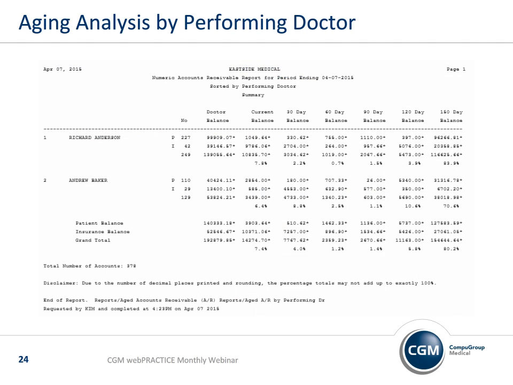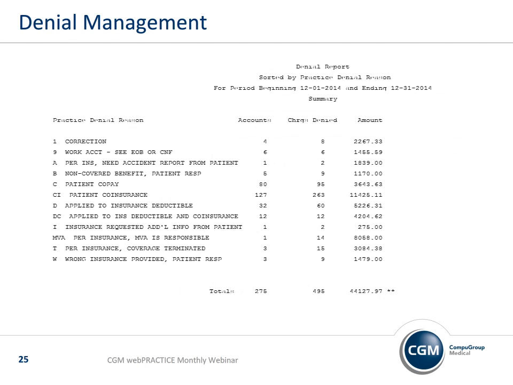You can also do an analysis by provider of the number of unpaid accounts broken down by insurance balance and patient balance. The report uses accounting date aging. To print this report, go to Reports, Aged Accounts Receivable Reports, Aged by Performing Doctor, or pick your desired sort option. CGM webPRACTICE provides several tools to help you manage and work your denials daily.